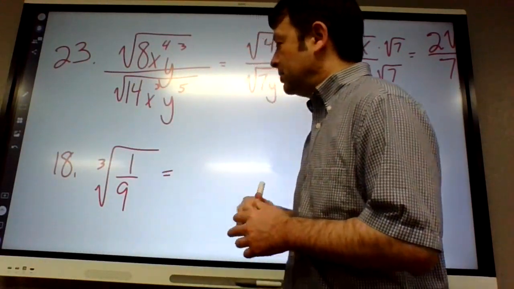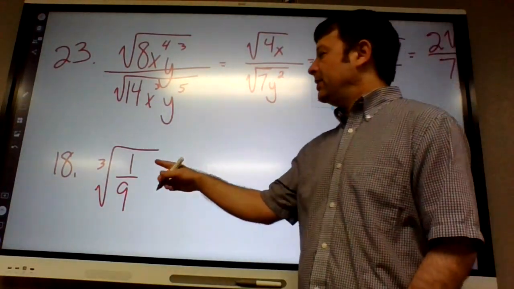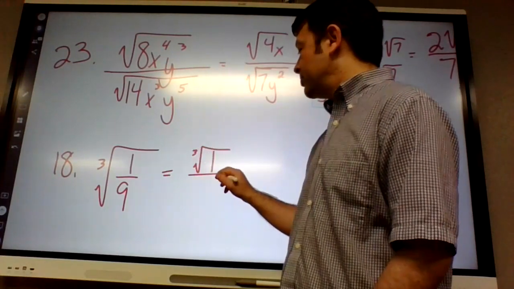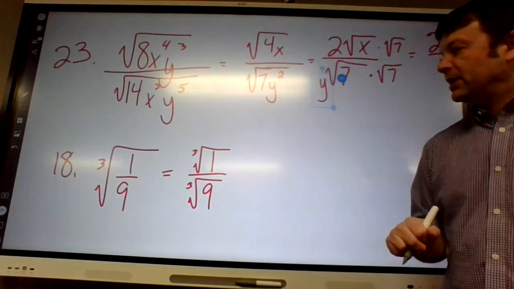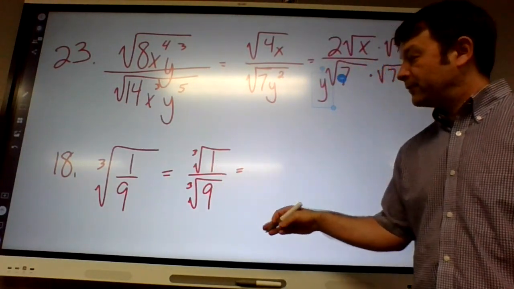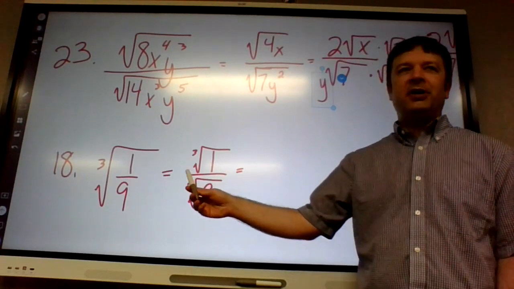All right. Cube root of 1/9. So when they write it as one fraction, I usually split it up. Cube root of 1, cube root of 9. Probably less confusing. Cube root of 1 is just 1, but I'll leave that alone for now. So what do we do about the cube root of 9 down here?